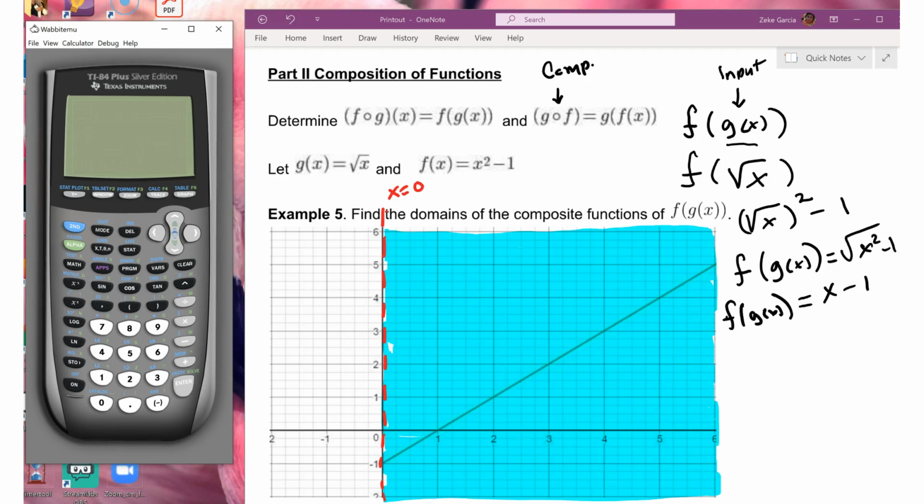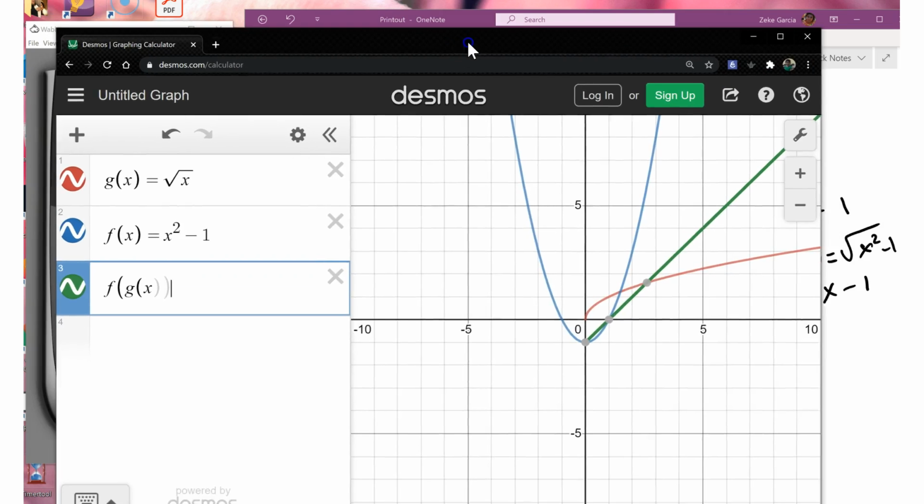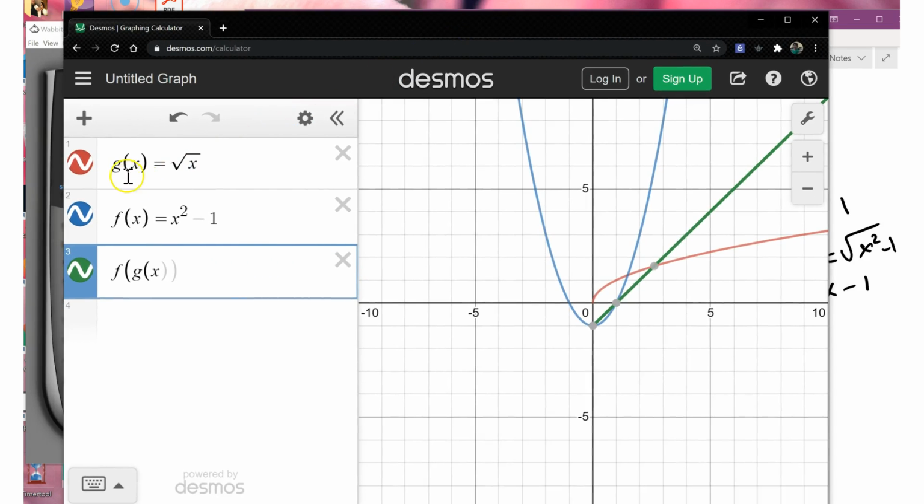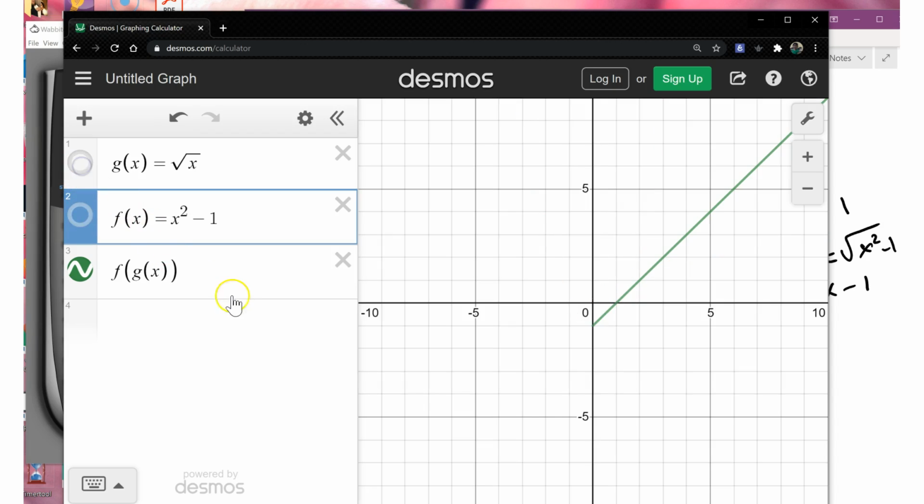I'm going to use Desmos to explain this, but I just want you to see the graph beforehand. We know that f of g of x is equal to x minus 1, and we're saying that the domain starts at 0. So I'm going to go ahead and take out Desmos. And you notice we have g of x, which is square root of x, which is the red one. We have f of x equals x squared minus 1, which is this one. So what I'm going to do is I'm not going to select these two. And now we have our graph, f of g of x.